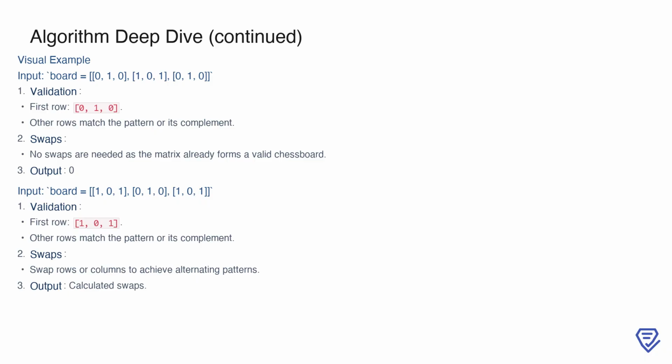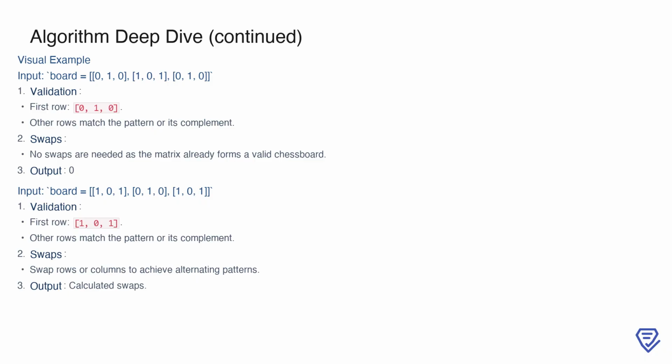Consider the input board 0, 1, 0, 1, 0, 1, 0, 1, 0. First, we validate the matrix. The first row is 0, 1, 0, and the other rows either match this pattern or its complement, so the matrix satisfies the chessboard criteria. Since no rows or columns deviate from the alternating pattern, no swaps are needed, and the output is 0.